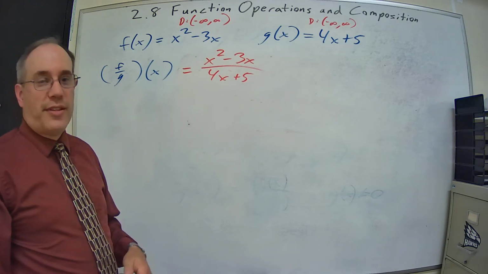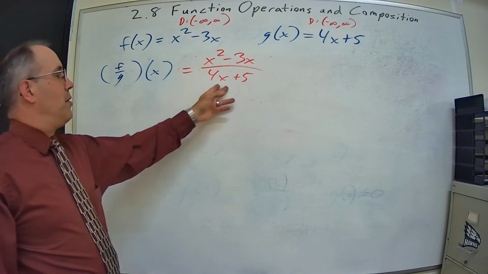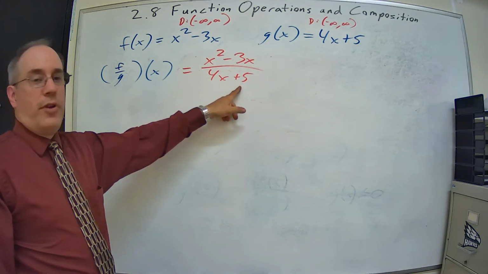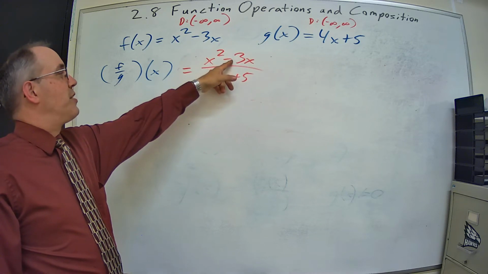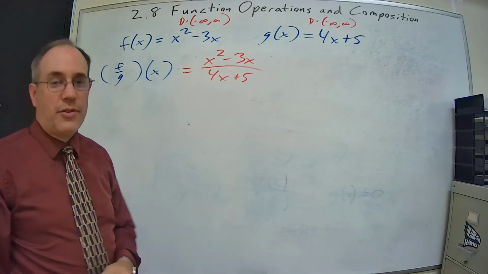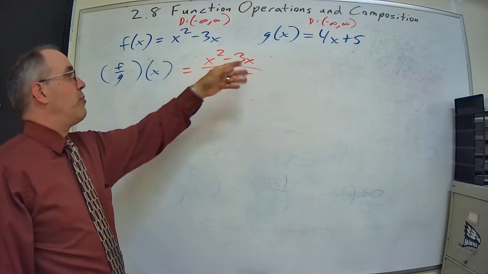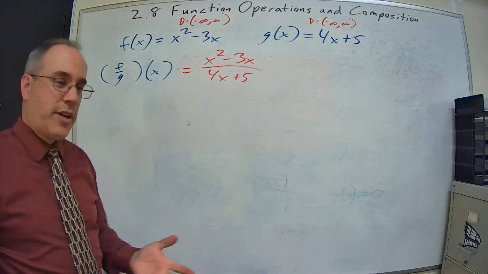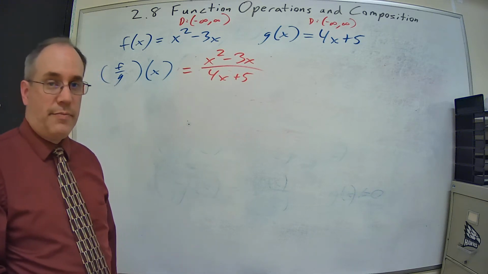Well, the funny thing with this is we really can't do much with this. This is a prime polynomial, and yes, we could factor this and make it x times x minus 3, but it doesn't allow us to factor anything out, so really, f over g of x is equal to x squared minus 3x over 4x plus 5. So we're kind of stuck there, but what matters now is our domain.